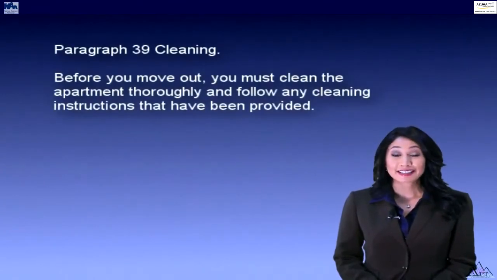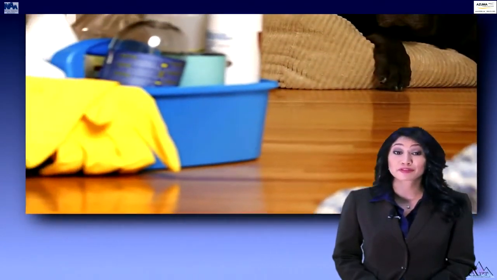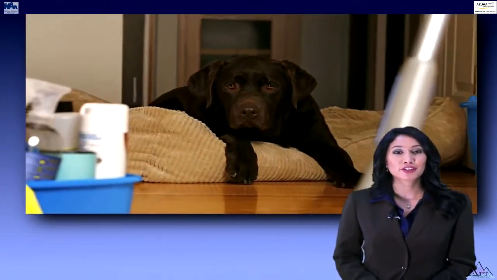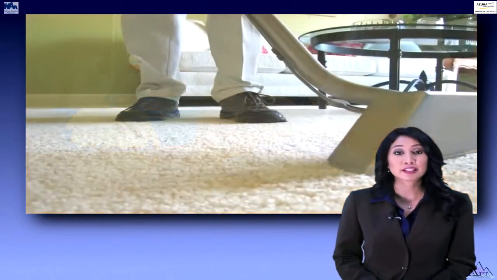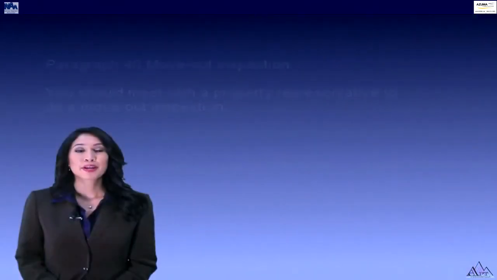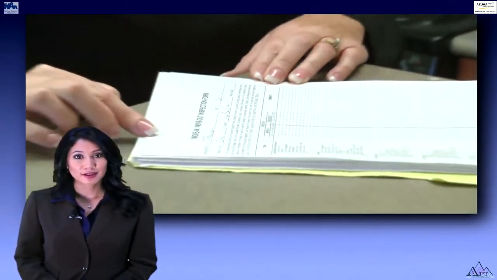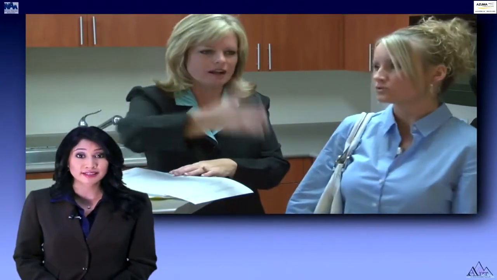Paragraph 39, Cleaning. Before you move out, you must clean the apartment thoroughly and follow any cleaning instructions that have been provided. If you don't clean sufficiently, you'll be charged for reasonable cleaning charges, or they'll be deducted from your security deposit. Paragraph 40, Move-out inspection. You should meet with a property representative to do a move-out inspection. Remember, though, that any indications he or she might give you about security deposit deductions or refunds are not binding and may be changed before you actually receive the refund.